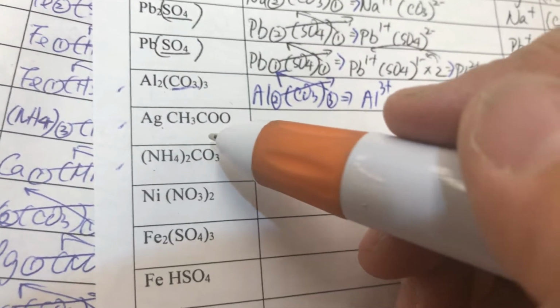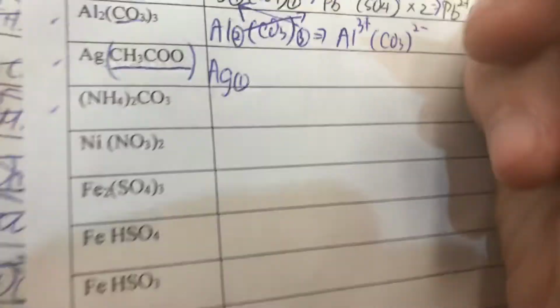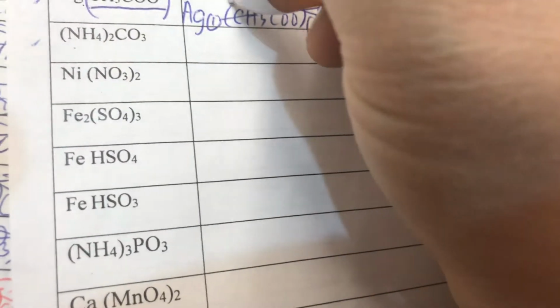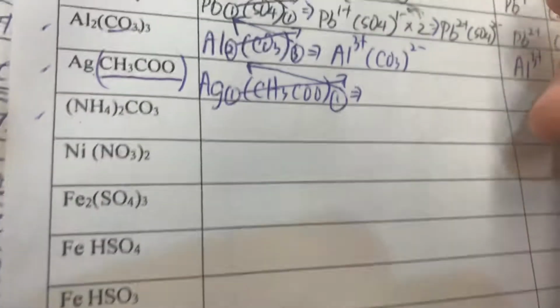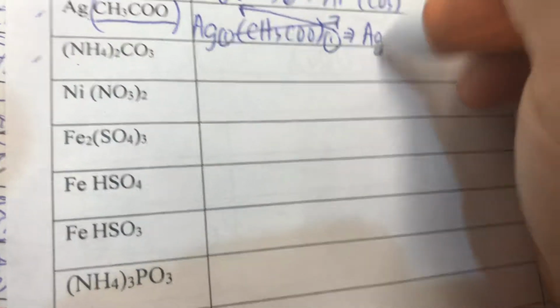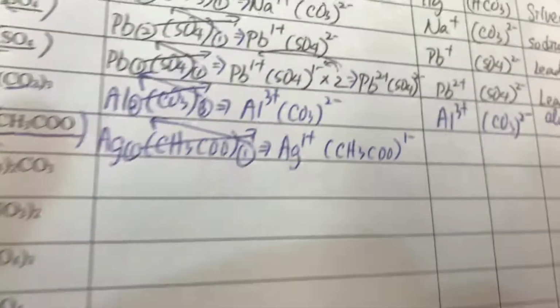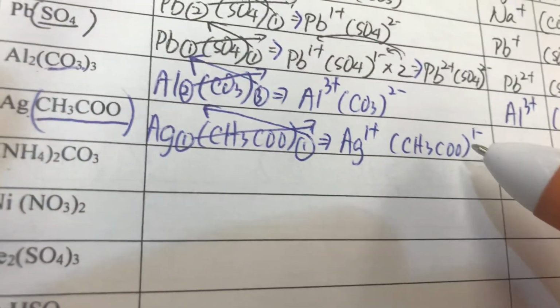AgCH3COO. I do have a poly. My poly is CH3COO. So I underline it and I put parentheses around. Okay, so I have to put the 1 on this Ag, and then on the COO parentheses I have to put the 1. Okay, you bring the number to the top.